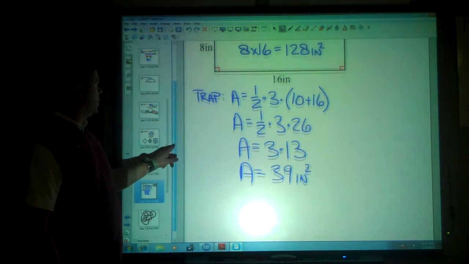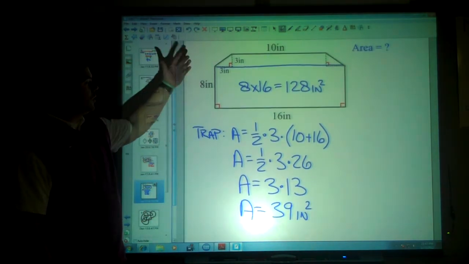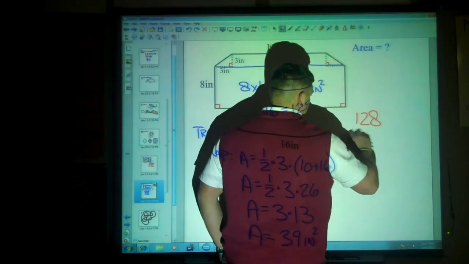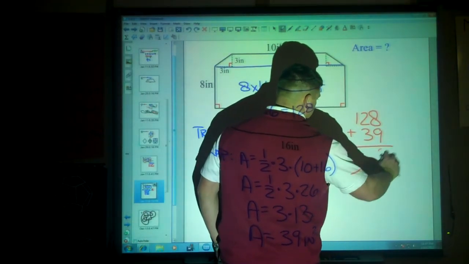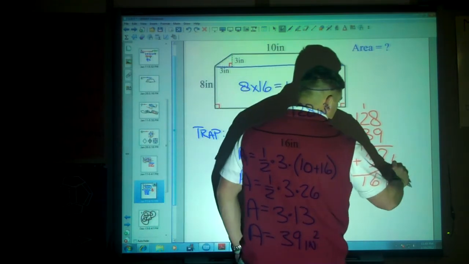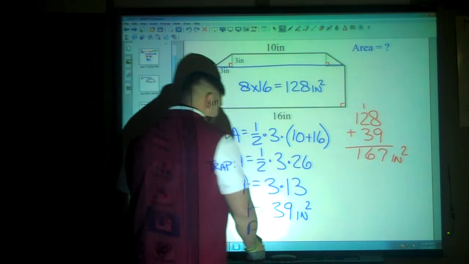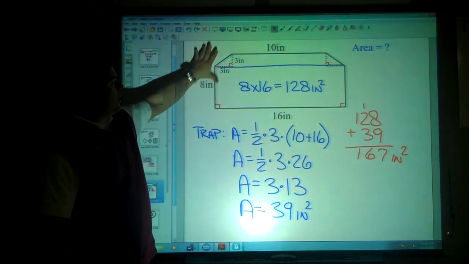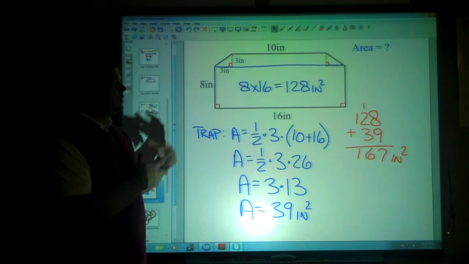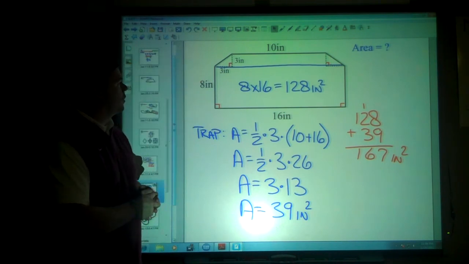That represents the trapezoid. To find the total area, I've got to put the two together. So 128 plus 39, 7, carry it, gives me 167 inches squared. That's the area, the total area of this entire shape. And it can be found in multiple different ways, just depends on how you cut up the overall shape itself.